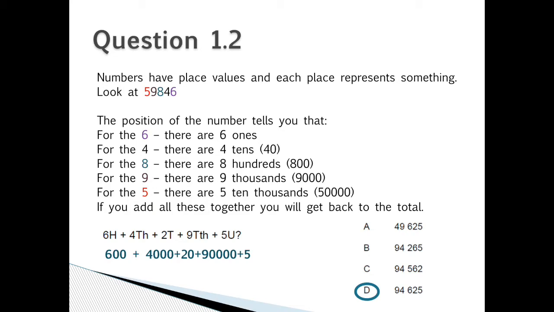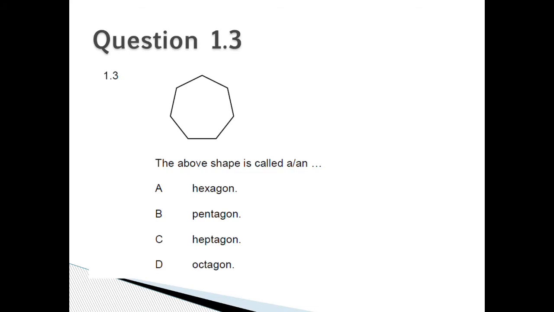59,846. The position of the number tells you that for the 6 there are 6 ones, for the 4 there are 4 tens, for the 8 there are 8 hundreds, for the 9 there are 9 thousands, for the 5 there are 5 10,000s. If you add all these together, you will get back to the total. So 6h is 600, 4th is 4,000, 2t is 2 tens, 9tth is 9 10,000s, and 5u is 5 units. So the correct answer is D, 94,625.